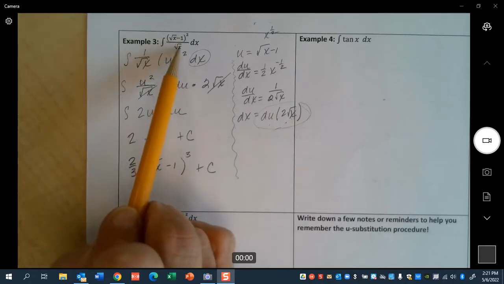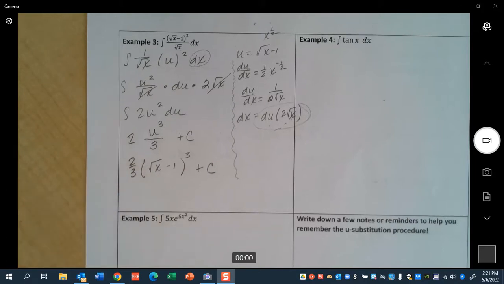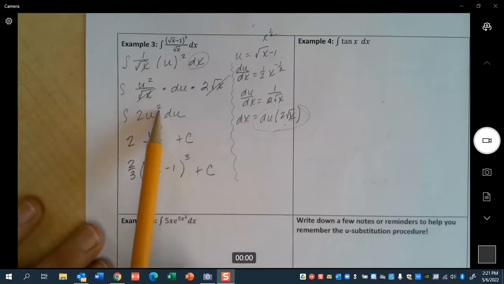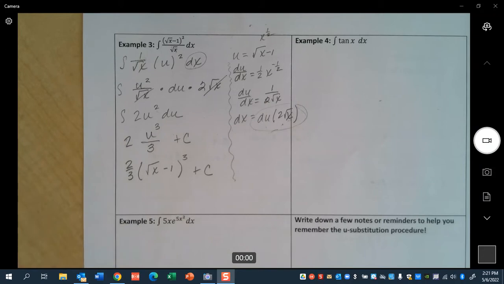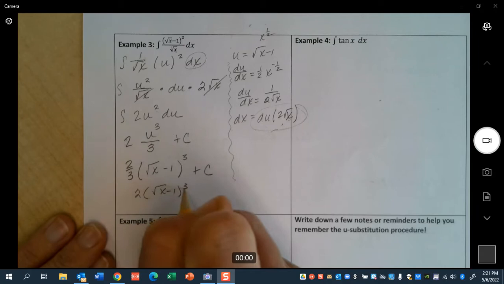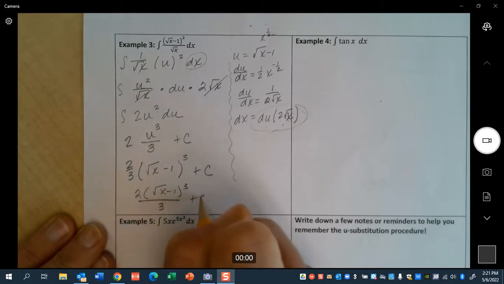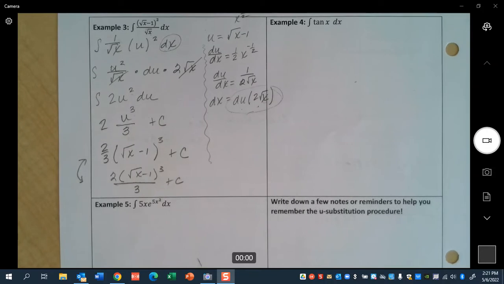This derivative was from this original function. It's cubed because I'm 1 more power. Divide by 3. Here's the 3. And again, it doesn't matter whether you write this as 2 times the square root of x minus 1 cubed all over 3 plus c. These two things are the same, depending on how you like to look at that coefficient fraction.